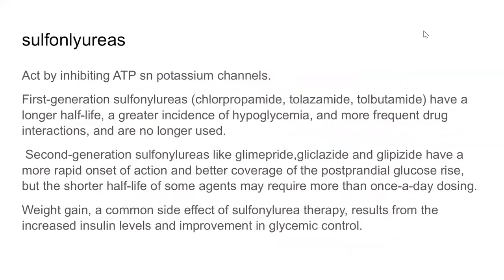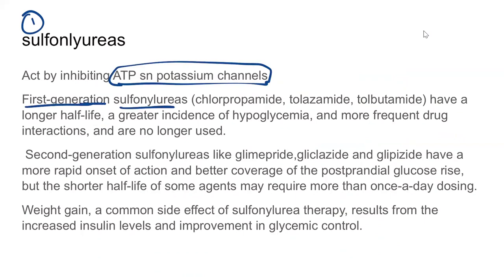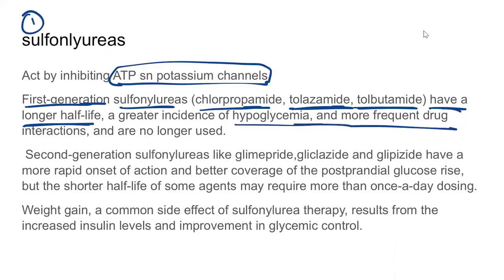The first drug is sulfonylureas. They act by inhibiting ATP-sensitive potassium channels. First generation sulfonylureas, for example, chlorpropamide, tolazamide, and tolbutamide, have a longer half-life and a greater incidence of hypoglycemia and more frequent drug interactions. So they are no longer used.